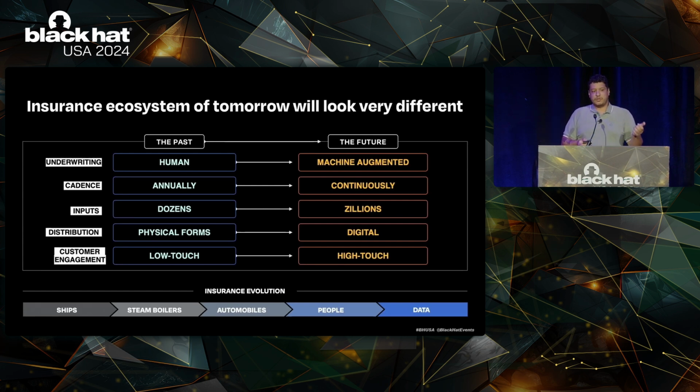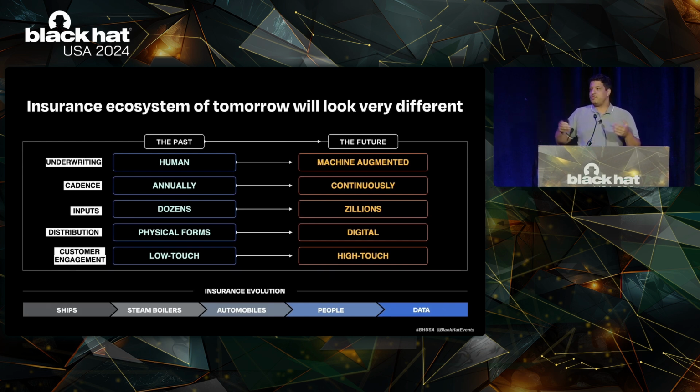The cadence also changes, because typically you buy your insurance once a year. Well, with cyber, as things are constantly changing, you need to be constantly worrying about: are there new things I need to be fixing? Are there new things I need to be patching? Are there security controls that I should be using?